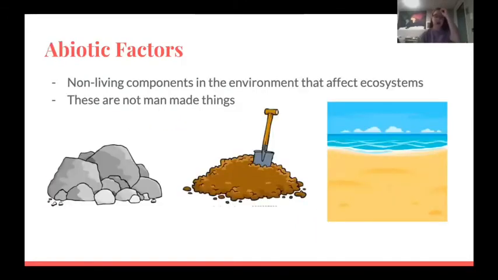An abiotic factor is a non-living thing or component in the environment that affects the ecosystem. So some examples that we have here are rocks, we have some dirt, also sand, and then also in that picture there's water, and water is also an abiotic factor. Another really important thing is that abiotic factors are not man-made things. So you might think, oh, plastic, but plastic is not going to be an abiotic factor.